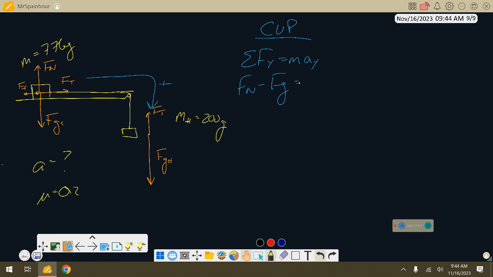Yeah, the same old thing. Is it accelerating in the y? No. Okay, so this is equal to 0. So we get what we expect, force normal is equal to force gravity. Okay, and how do we calculate force gravity?